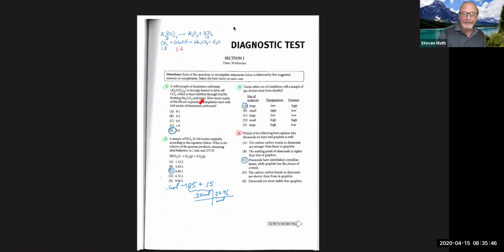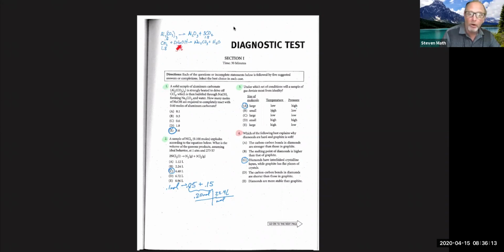So the first thing I did was I came up top here and I wrote both reactions. Al2CO3, that's a carbonate. Carbonates decompose into oxides and carbon dioxide. I had to balance it out. Watch that, 3 CO2s. I'll always have as many CO2s here as I had carbonates there. So then I took that CO2, put it into sodium hydroxide.